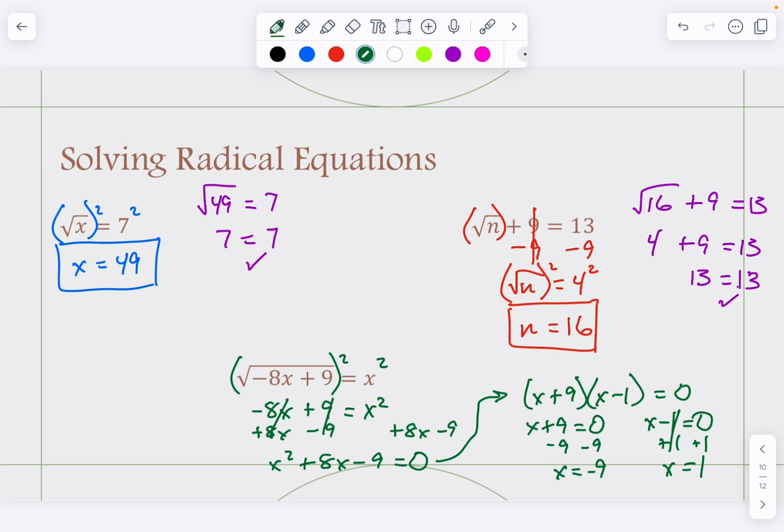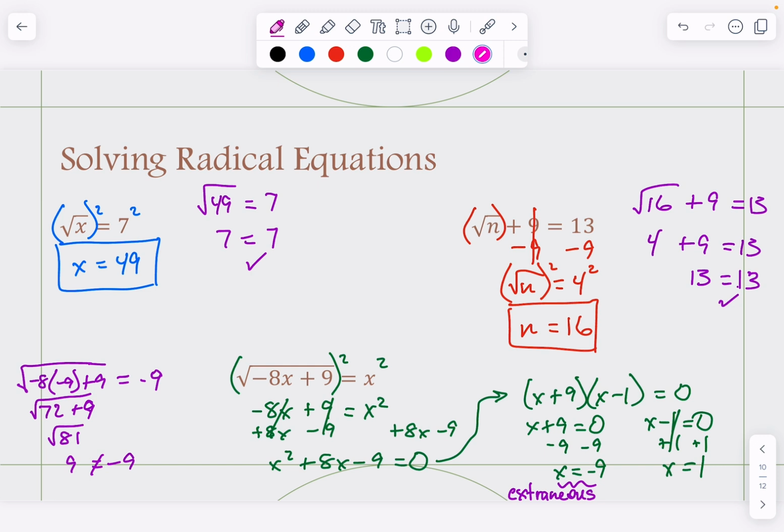Now, only one of these is going to work out. So, just to show you this, the square root of negative 8 times negative 9 plus 9 is supposed to equal negative 9. The negative 8 times negative 9 is going to give me 72 plus 9, and 72 plus 9 is 81. The square root of 81 is 9, which is not equal to negative 9. So, x equals negative 9 is called an extraneous solution. We solve for it, but it doesn't actually work when you plug it in.